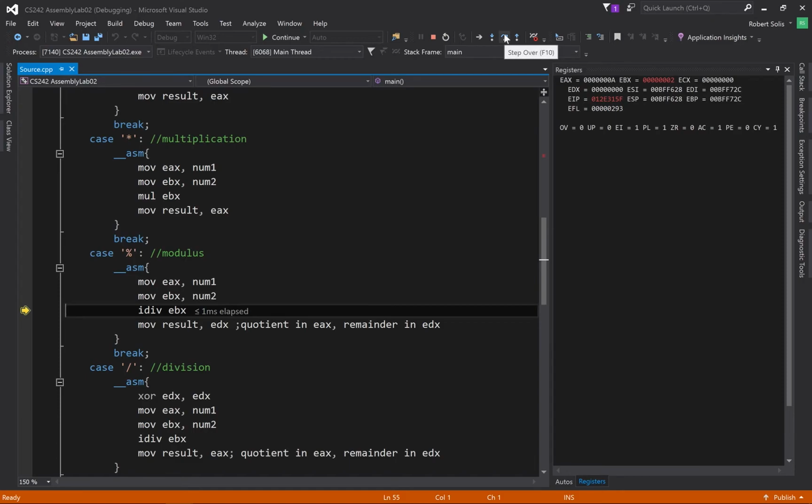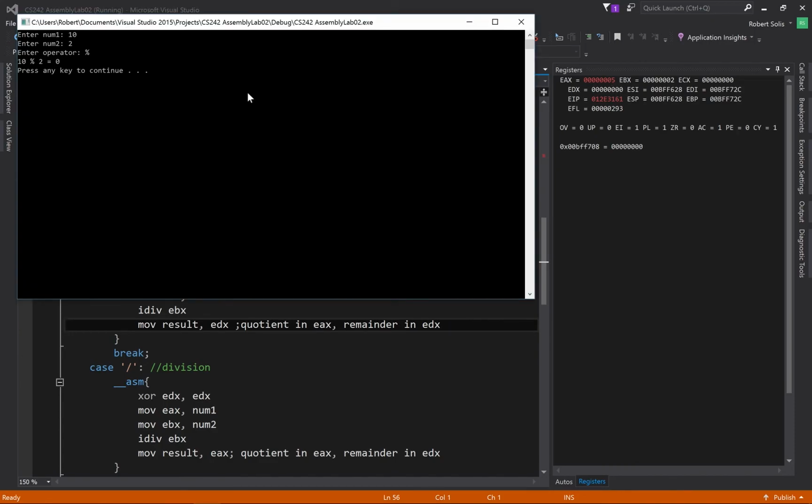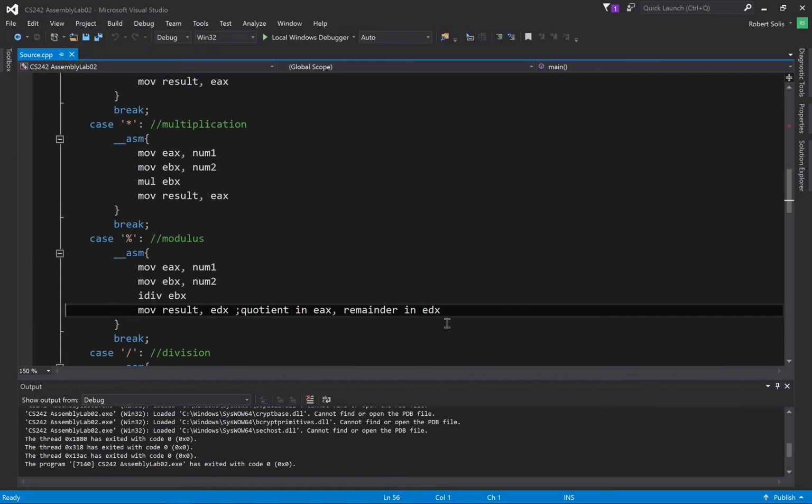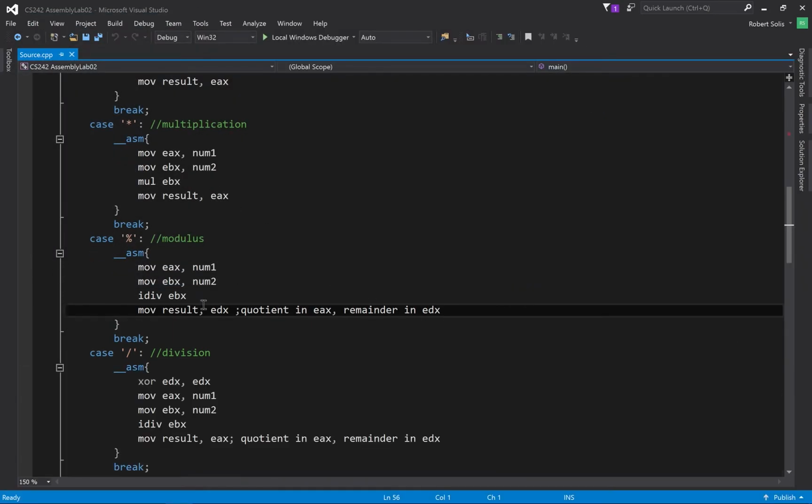So let's see what happens when I step. 10 divided by 2 is 5. EDX, well, it's 0. There is no remainder, and that's exactly what you would expect. The remainder of 10 mod 2 is 0. Okay, so that's pretty cool. That's how IDIV works. It's splitting up the answer. Here's where the quotient goes. Here's where the remainder goes.